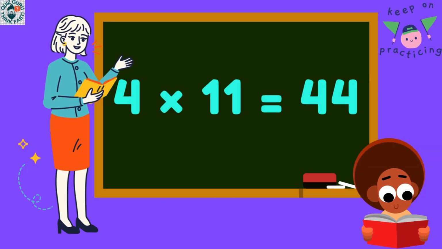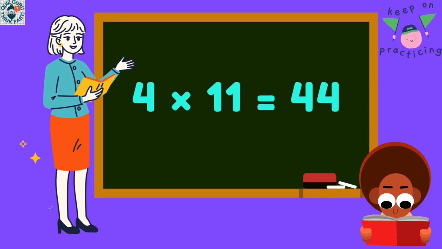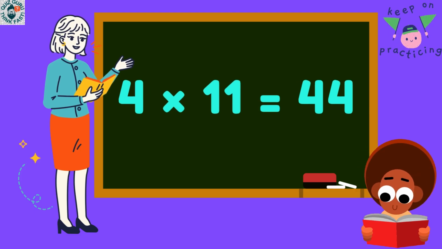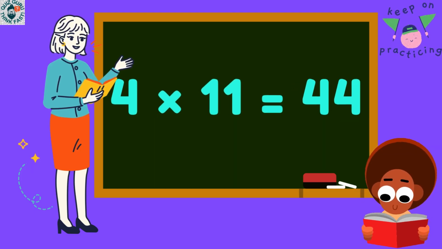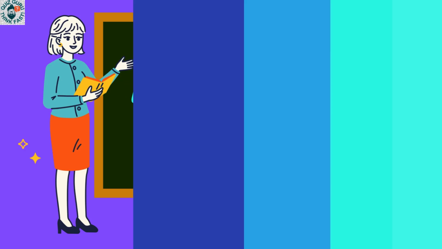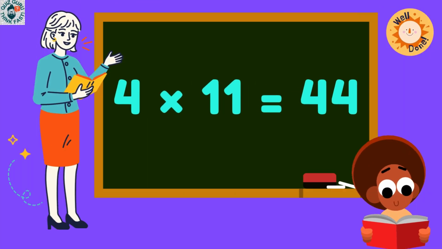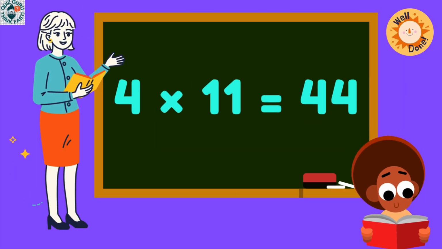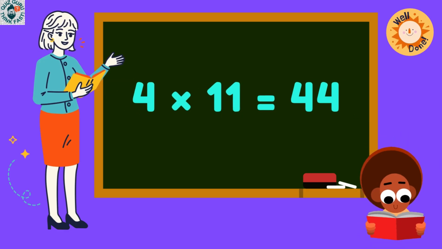4 times 11 is 44. 4 times 11 is 44. 4 times 11 is 44.